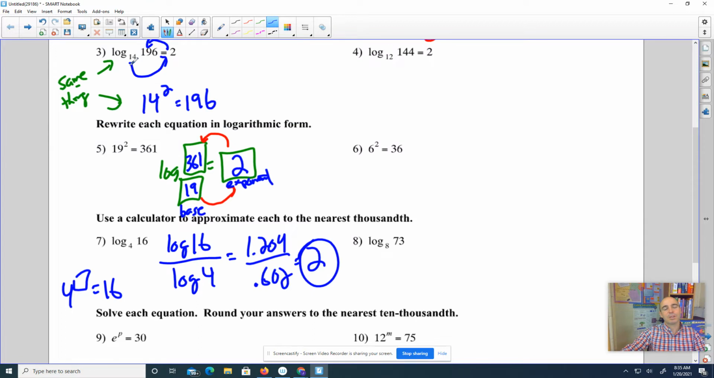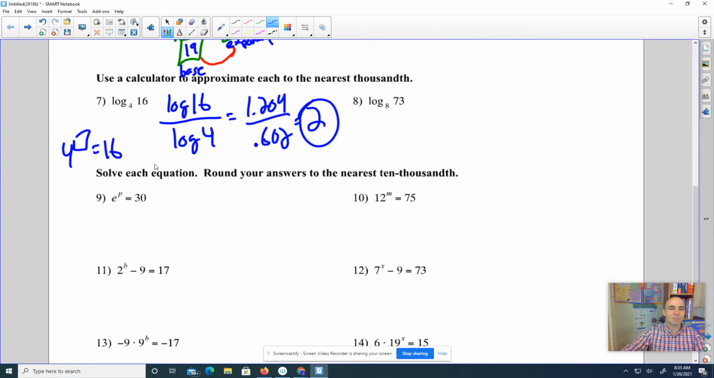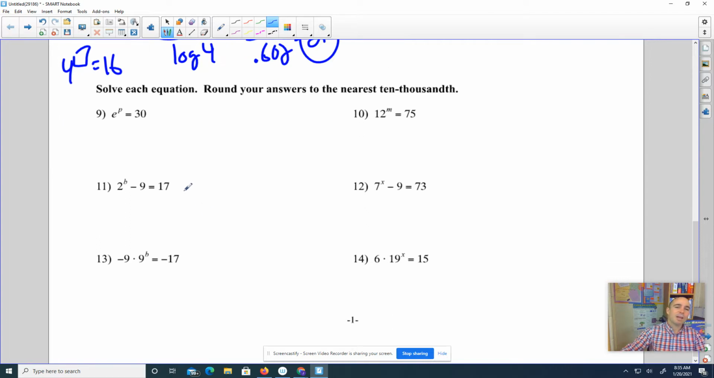Just like there'll be a question where you have to rewrite the log. It'll probably be multiple choice anyway. But anyway, now we're going to run the table. Now we're actually going to solve these things.